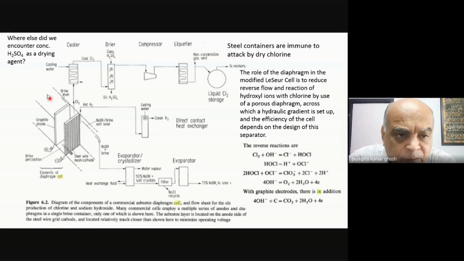Yeah. So what happened was you can see that this cell is sloping, right? So the natural gradient is from the anode to the cathode, not from the cathode to the anode. Is that clear? Okay. Yes, sir. So if I'm forming hydroxyl here, the tendency for back migration will reduce because I have got a positive hydraulic gradient from the anode to the cathode. Clear now? Yes, sir. What a brilliant solution.